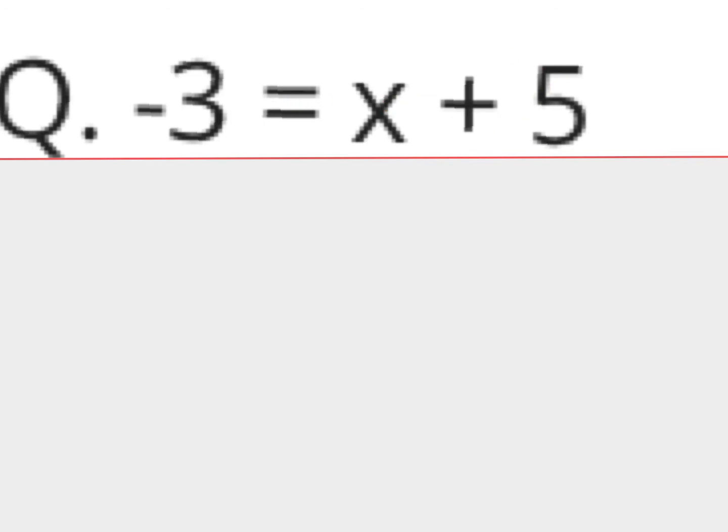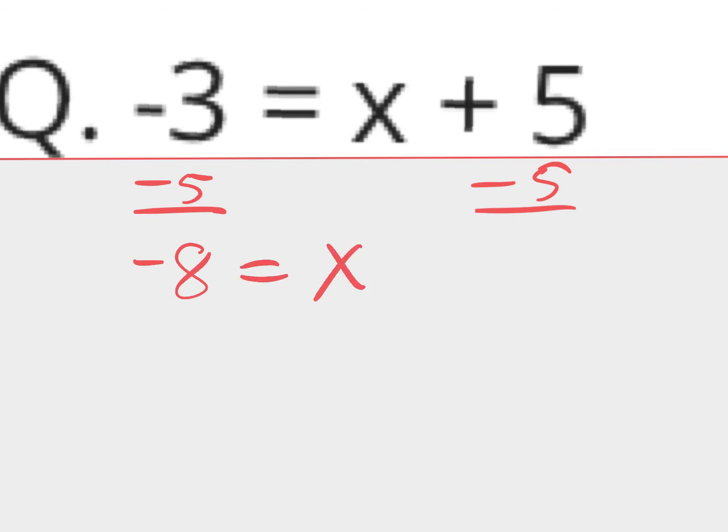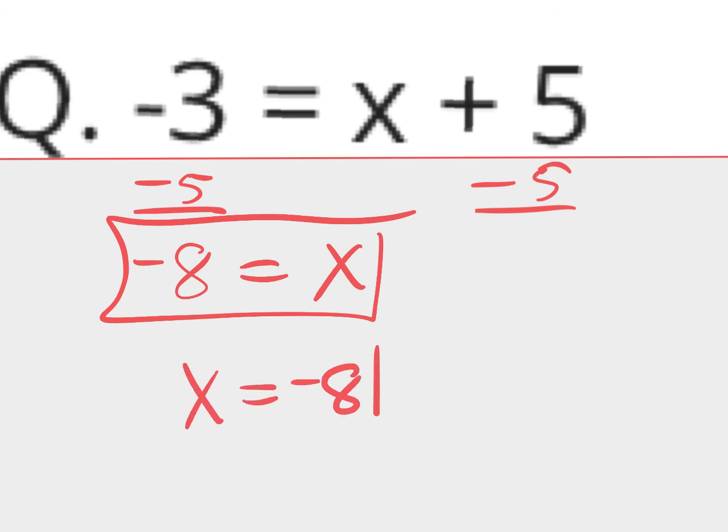Okay, so how do you get rid of a plus 5? You do a minus 5. That'll, of course, cancel out. And what you do to one side of the equal sign, you must do to the other side of the equal sign. Negative 3, take away 5, that is negative 8, equaling x. And now that you have x by yourself, that's your actual answer. Of course, the better answer is to write it with the x on the left side and the negative 8 on the right side. There you go.